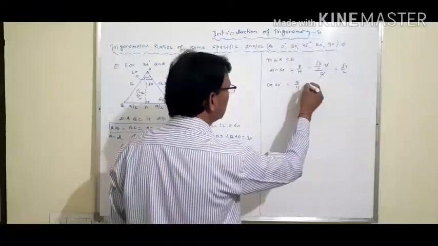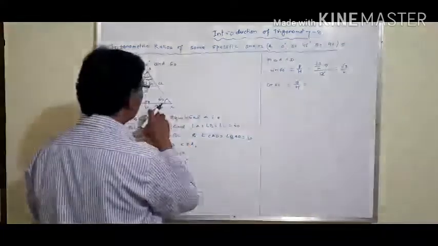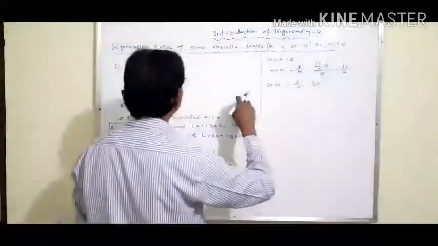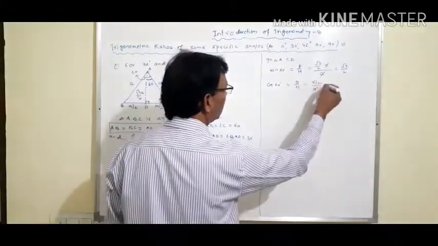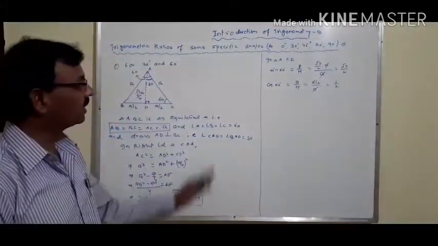Sine 60 degree equals base upon hypotenuse, which means base is A by 2, and hypotenuse means A. So A and A will be cancelled. This will be 1 by 2. That means cos of 60 degree equals 1 by 2.